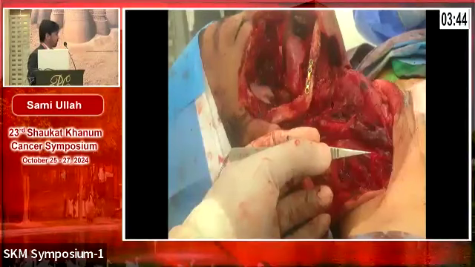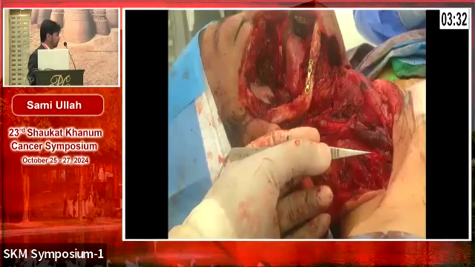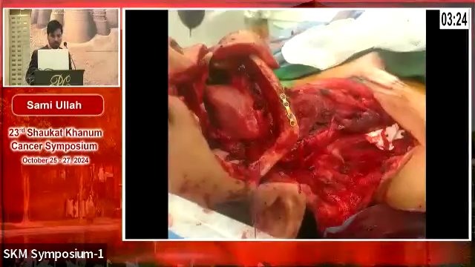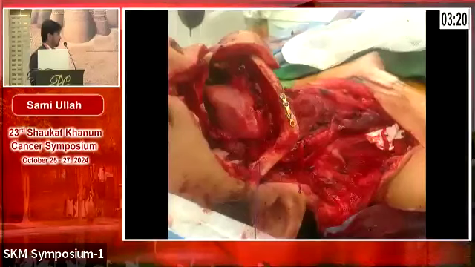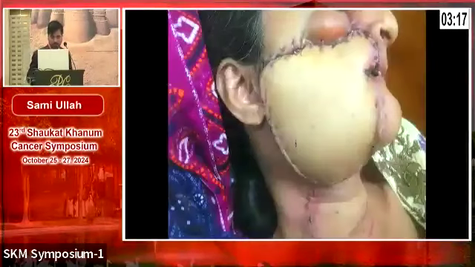So the way to dissect it is that you can find it in the posterior triangle. It lies on the anterior scalene muscle. So once you find it deep down in the inferior part of the posterior triangle, you just dissect it out towards its origin. So this is again the transverse cervical artery that has been shown, and this is how it looks postoperatively.